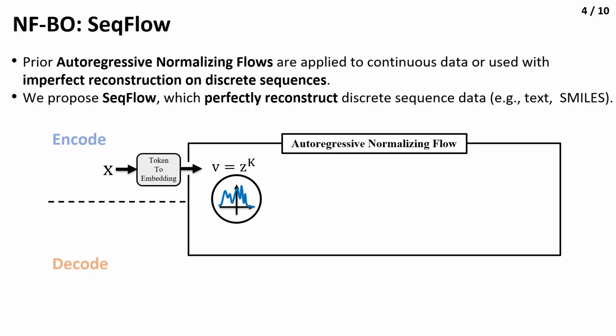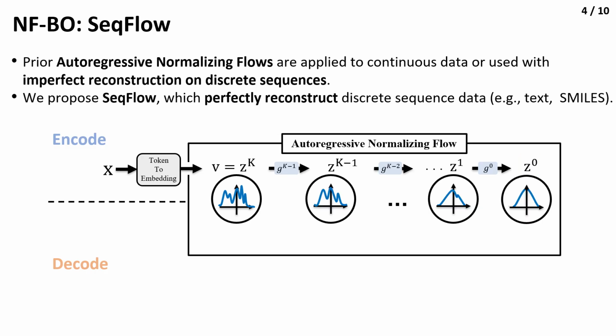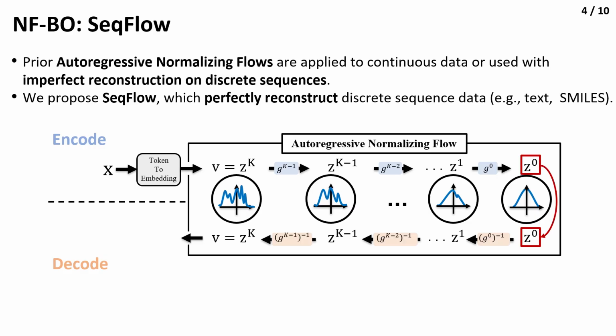The figure below shows the encoding and decoding process of SeqFlow. We start from X, which is the token sequence, and embed it. After going through the flow, we obtain the latent representation z, and with the inverse flow, we can obtain the embedding V just as before. And then we convert the embedding V into the input X. The point is that after the entire reconstruction process, the decoded X is exactly the same as the original input.